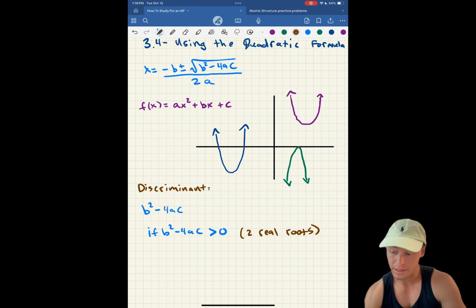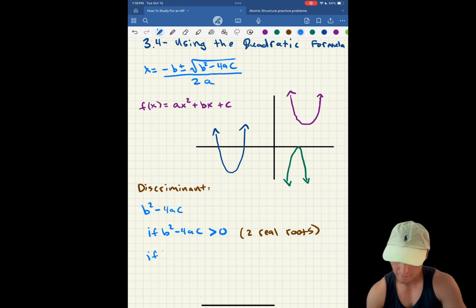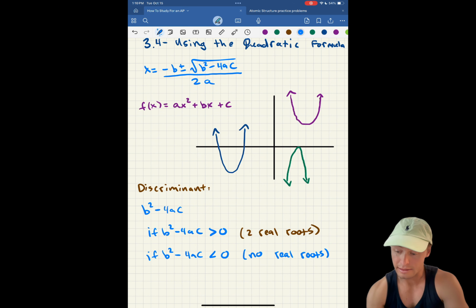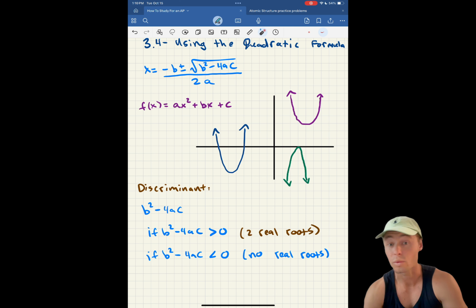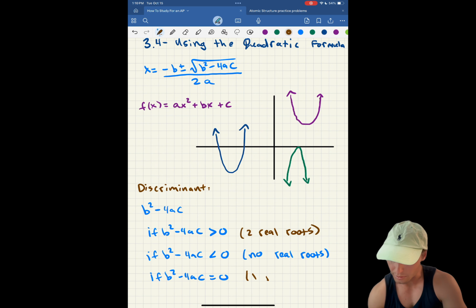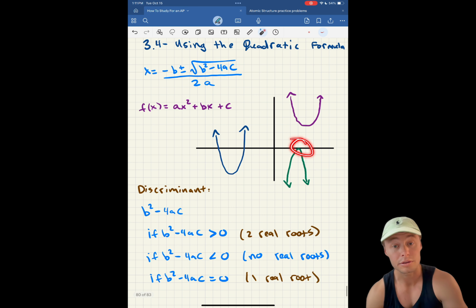If b squared minus 4ac is less than 0, that means you have no real roots. That is the scenario where your parabola looks something like that, where it never crosses the x-axis. And if b squared minus 4ac is equal to 0, then what do you have? You have one real root. That is the scenario in which your vertex is also your x-intercept and it only touches the x-axis one time.